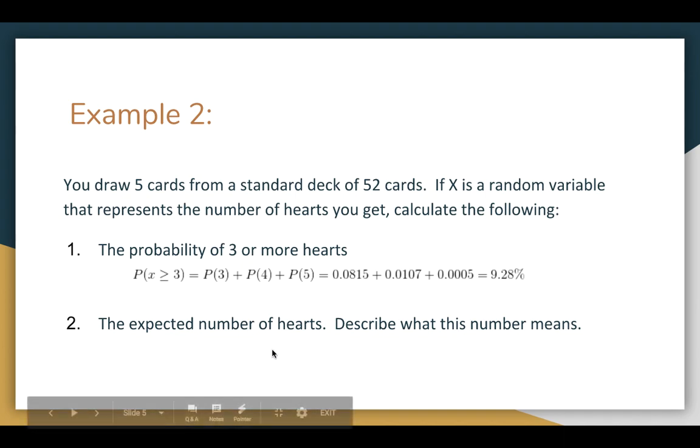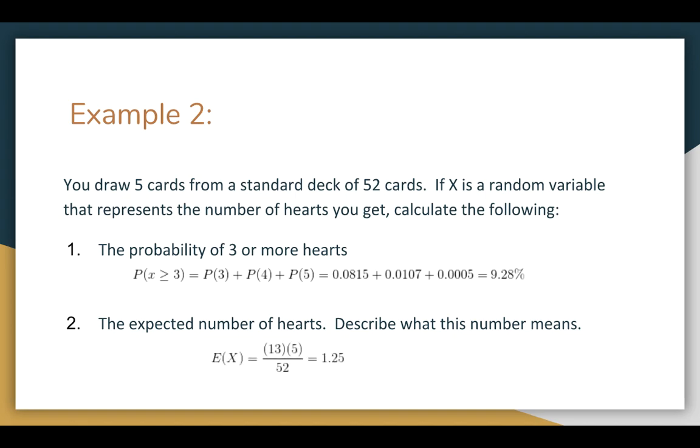And then the expected number of hearts. So I always say it this way: if you're drawing 4 cards, how many hearts do you expect? If you're drawing 8 cards, how many hearts do you expect? If you're drawing 2 cards, how many hearts do you expect? It just has to be in the same proportion. So if you're drawing 5 cards, we expect 1 1/4 of them to be hearts.